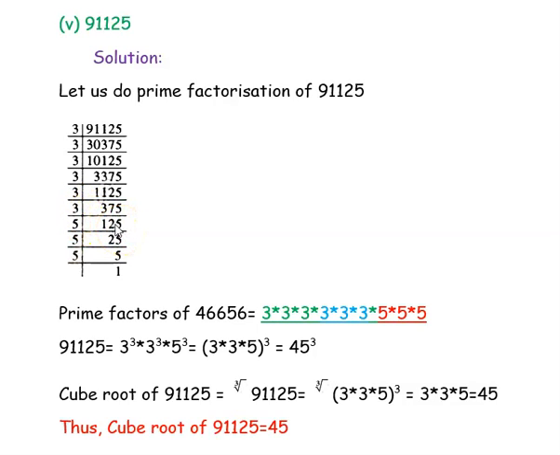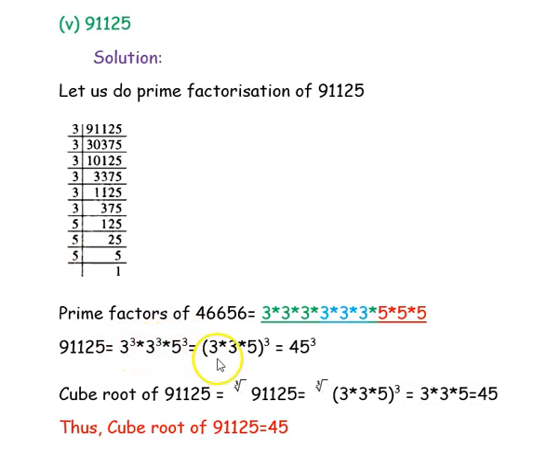So 125 cannot be divided by 2, 3 or 4. So I am dividing it by 5. So the result is 25. So again 25 divided by 5 is 5. 5 divided by 5 is 1. Now the prime factors of 91,125 is 3 into 3 into 3 into 3 into 3 into 3 into 5 into 5 into 5. So we can write like this, 3 cube into 3 cube into 5 cube.